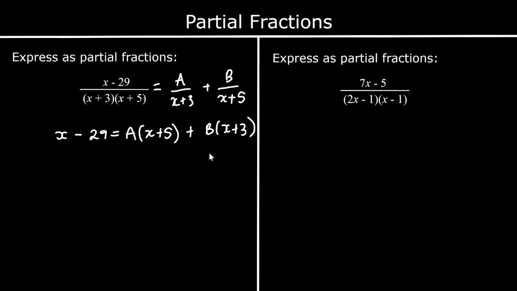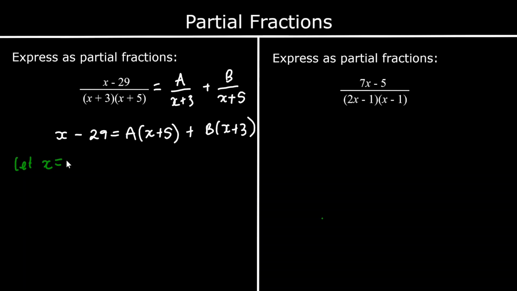So this is going to have to work for all values of x. So I can substitute in any value of x and use that to find a and b. So I'm going to pick a value of x that gets rid of a and b. So if I put in -5, a will disappear. It'll be a times 0. And if I put in -3, b will disappear.